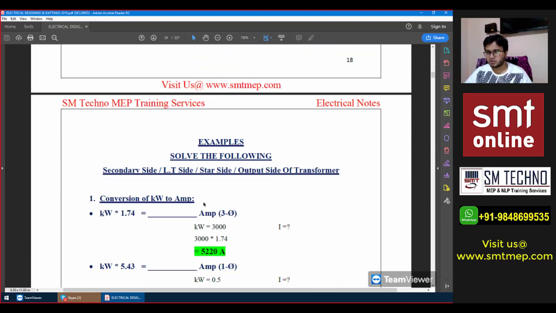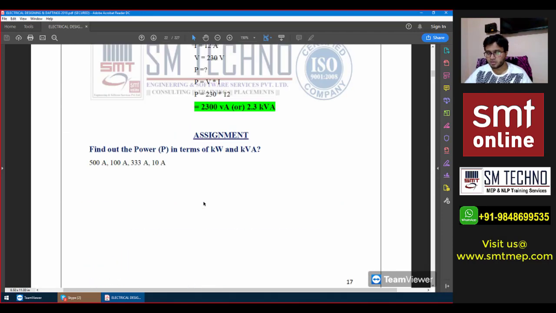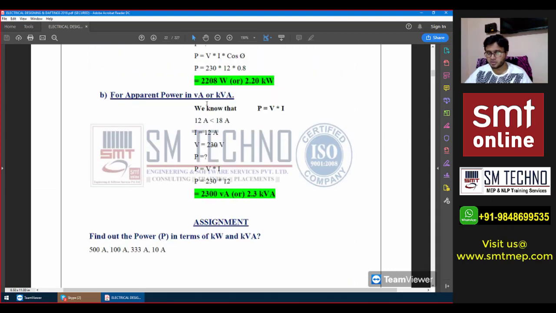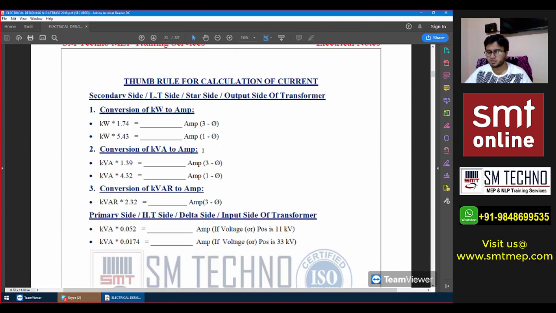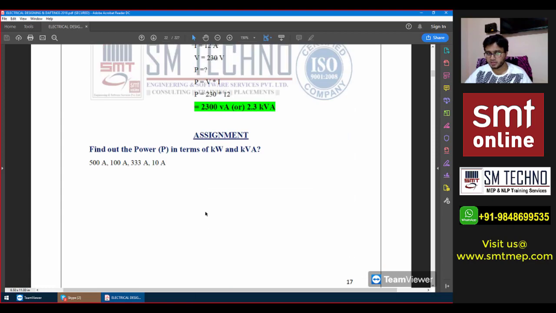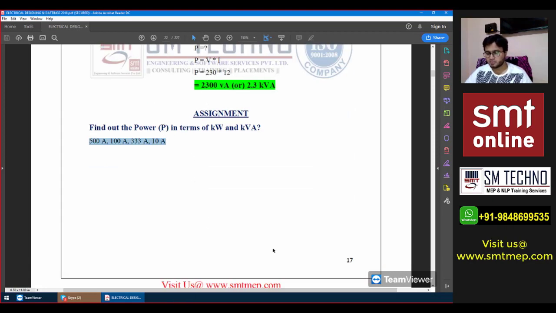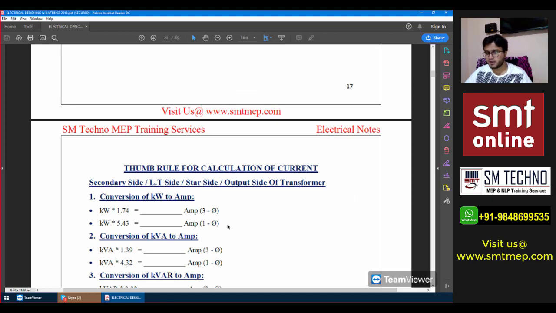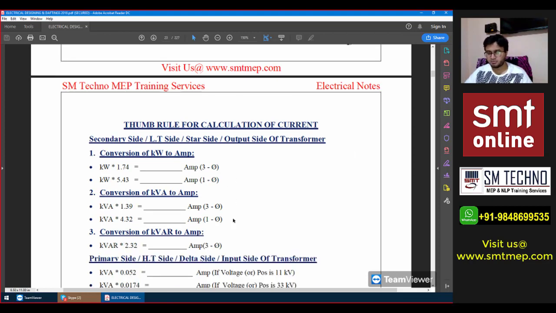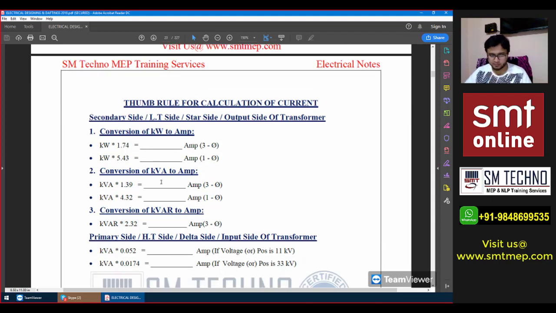Whatever assignments I have given you, you have to follow with respect to this concept also. I need the answers with respect to these values for this concept, and for the other concepts also, so that you get perfection with the formulas: which formula to use, and which multiplying factor to use. I hope it's clear for everyone.